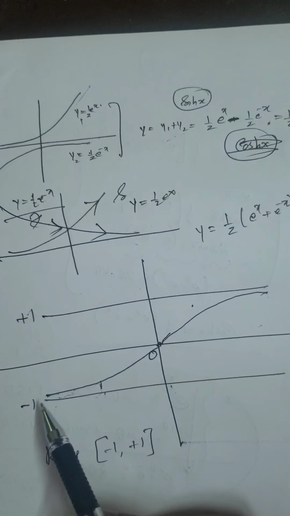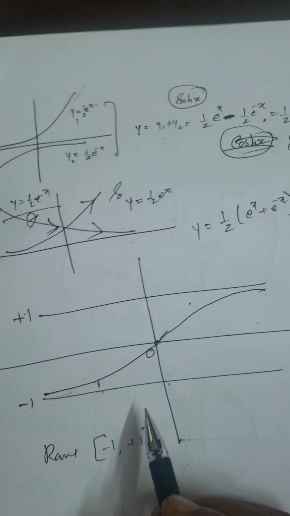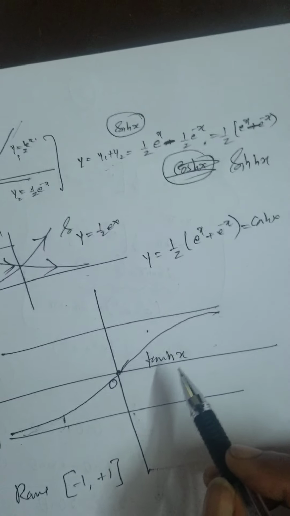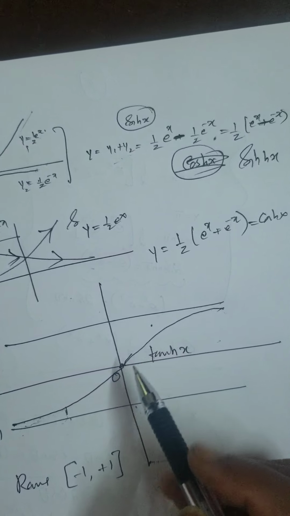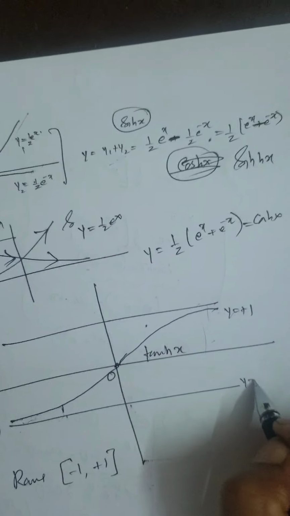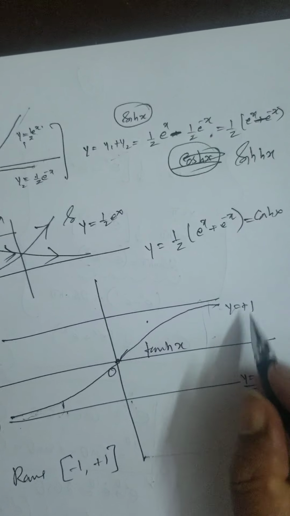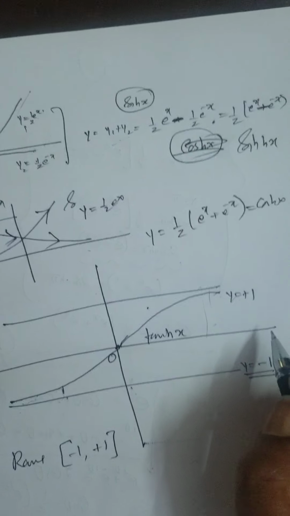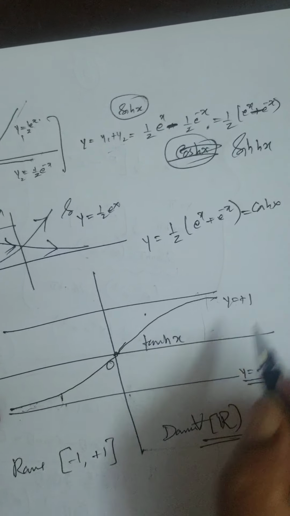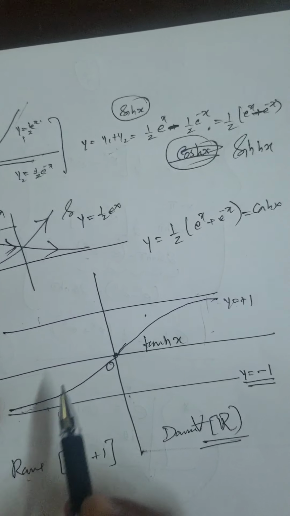Therefore, this tan curve, that is tan hyperbolic, was asymptotic. There you have to go asymptotic to y is equal to plus 1, and y is equal to minus 1. Therefore, the domain is what? What is the domain of the function? All real values. For all real values, the range is plus 1 and minus 1.